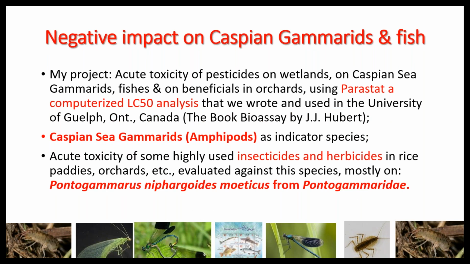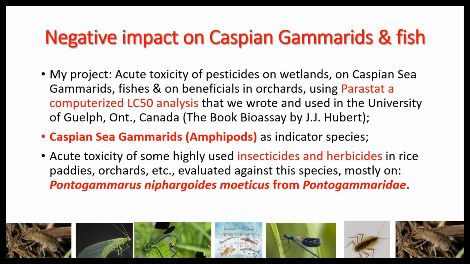The project that I did was measuring the acute toxicity of pesticides on wetlands and on Caspian Sea gammarids, fish, and beneficial insects in orchards. I did this with a Probit computerized LC50 analysis program that we developed and wrote at the University of Guelph during my PhD. Very good program. It was a masterpiece at that time. Even they used it in the US because we were able to calculate acute toxicity very correctly.